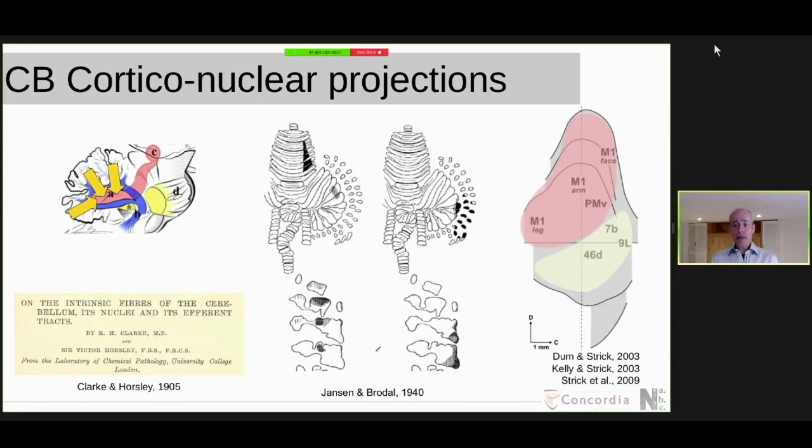This work was really picked up a long time later by the Strick lab, and here they worked in non-human primates instead of cats, and they were interested in identifying the complete loop that I showed you before between the cerebral cortex and the cerebellar cortex, identifying all of the waypoints along the way. And this is really beautiful work. I really encourage you to take a look at it.